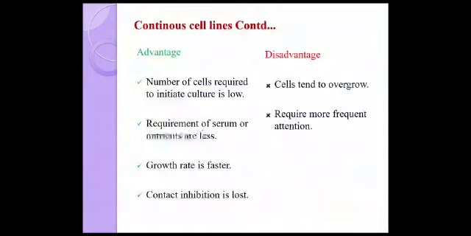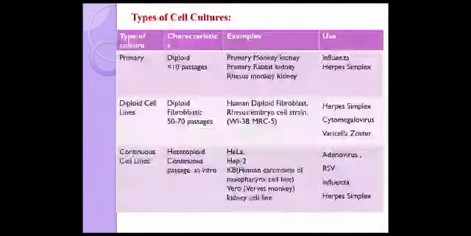So the advantages of cell lines: the number of cells required to initiate cell culture is very low, the requirement of serum or nutrient is less, growth rate is faster, and contact inhibition is lost. The disadvantage is the cells tend to overgrow and require more frequent attention.